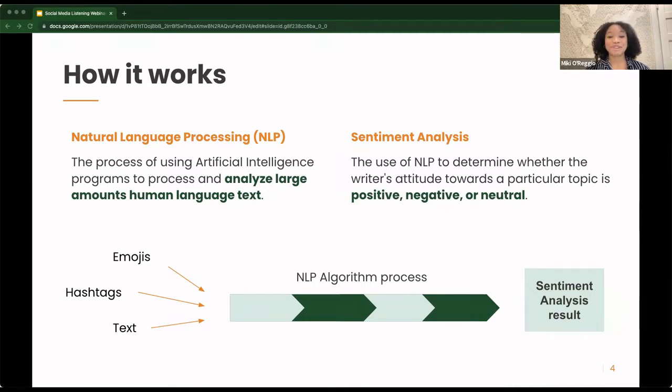While these two things can seem very complicated and very computer science-y, they play a large role in social media listening, and they can be used to enhance the insights one can glean from it. On the bottom here, we have a handy little chart. You can see that all the elements we talked about on the previous slide, like emojis, hashtags, and text gathered from social media listening, all go into this NLP algorithm process to give us sentiment analysis results. Sentiment analysis is especially helpful when used in conjunction with social media listening because it can help us understand the data to create actual action steps for our organization, whether that's improving a marketing or fundraising strategy.